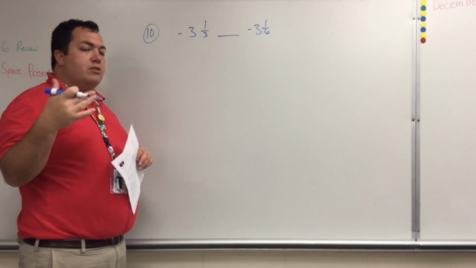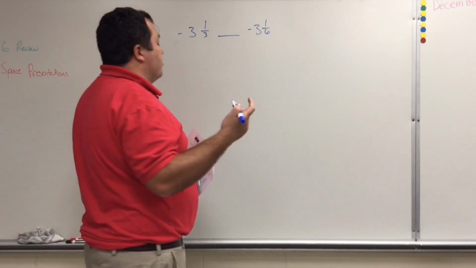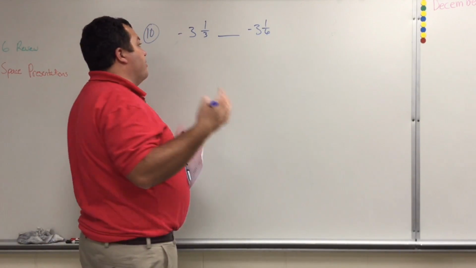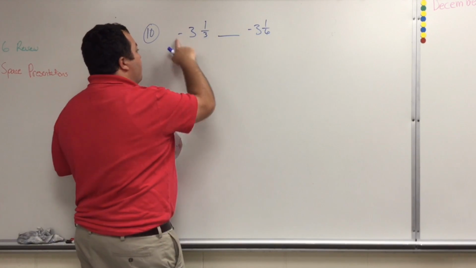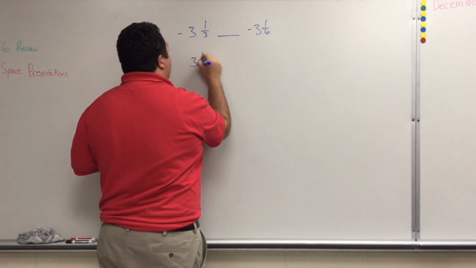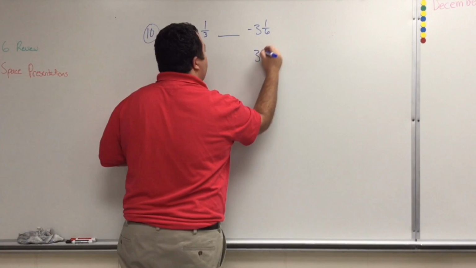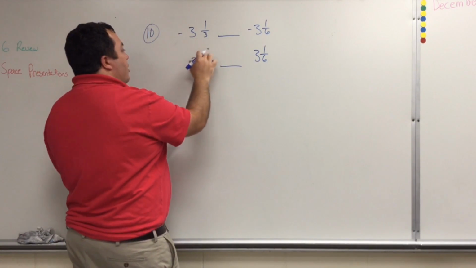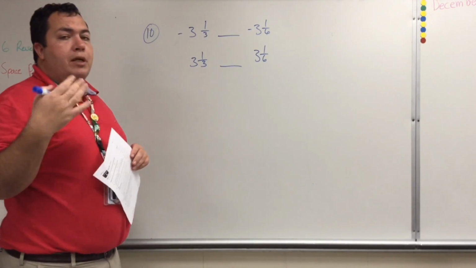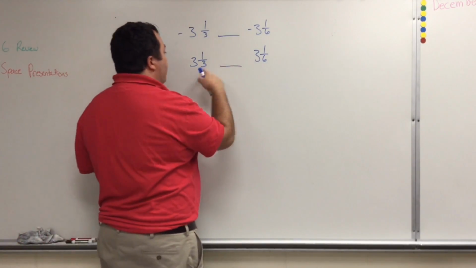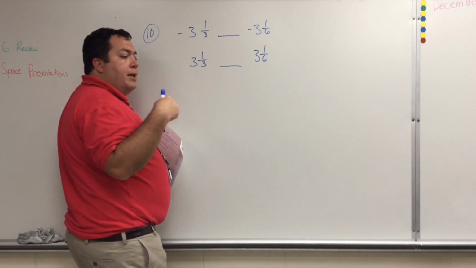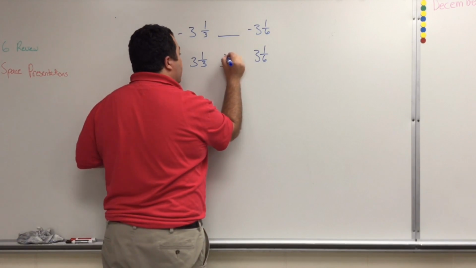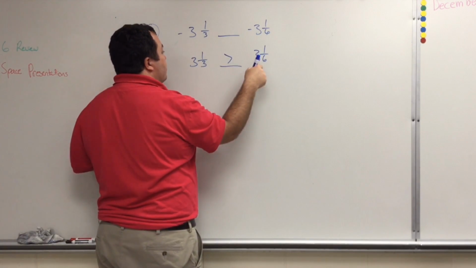The number that's greatest will be the number closest to 0. So we need to find the smallest fraction, not the biggest fraction. And if I wrote this as a positive, what I would do is 3 1/3 and 3 1/6. And then I would find this. So if we have the common numerator, we can compare denominators. And whatever fraction with the lowest denominator is going to be the largest fraction. So 1/3 is larger than 1/6.